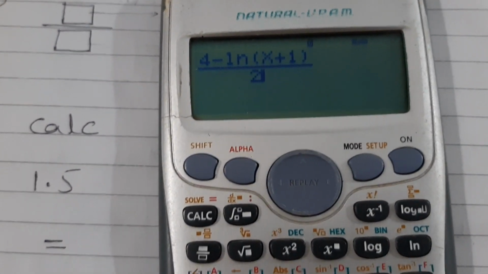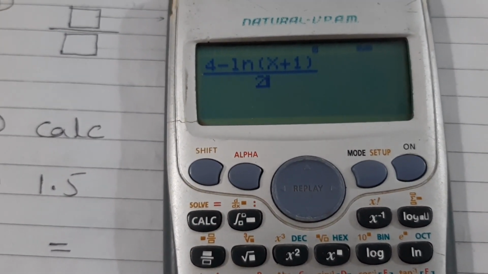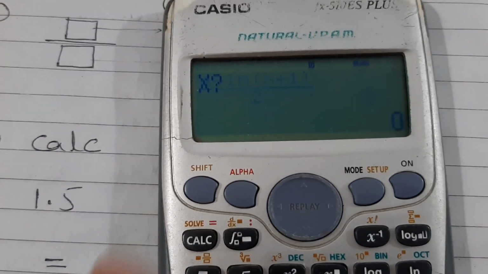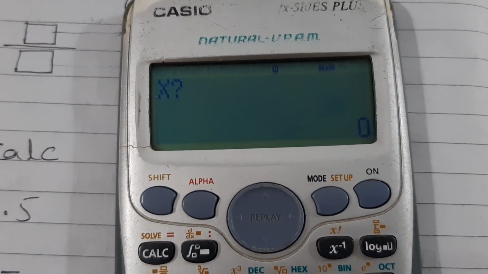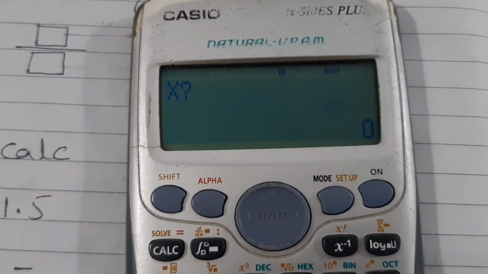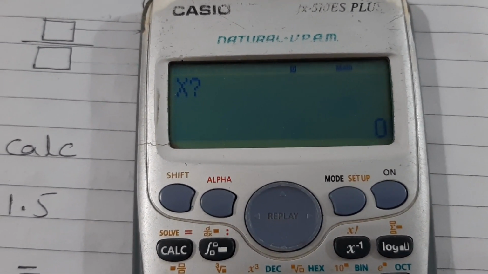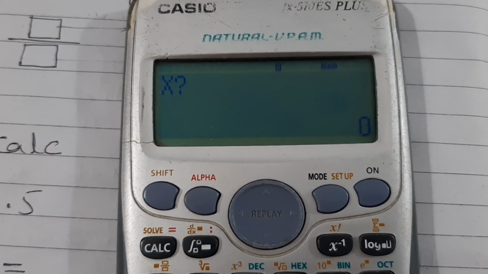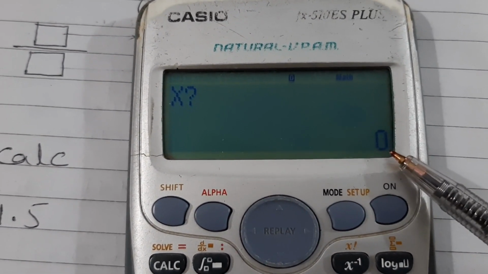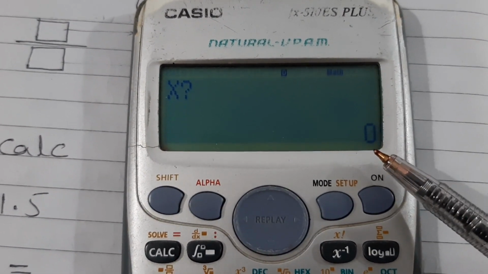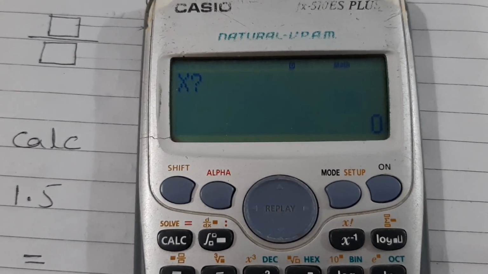Now I will press this button, CALC. The calculator will ask for the value of x you want to plug into the formula. So I want to plug in 1.5 first. By the way, if you have already used this calculator for some calculation, it might show you some value, so don't worry about it. It will not take that value, right?